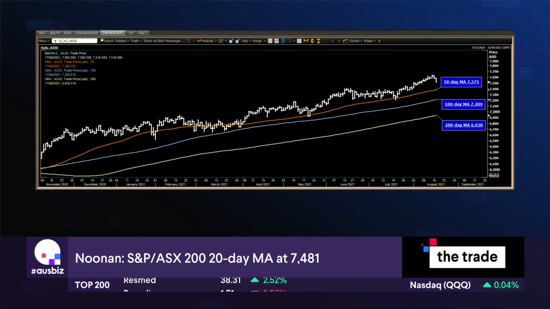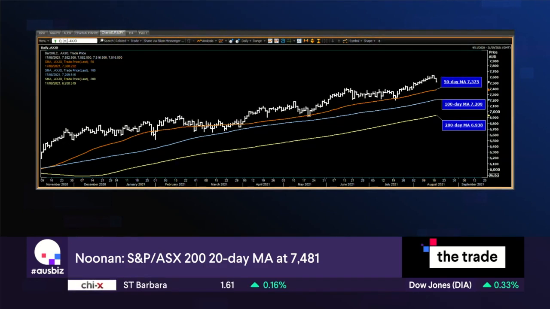So the 50-day moving average comes in at 7,375. I wouldn't be surprised if we test and break that in this current move. I just think there's a loss of momentum, and similar to what we saw at the end of June, I think that we could have a period of sideways corrective consolidation.